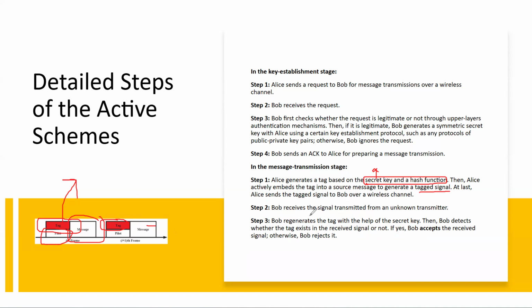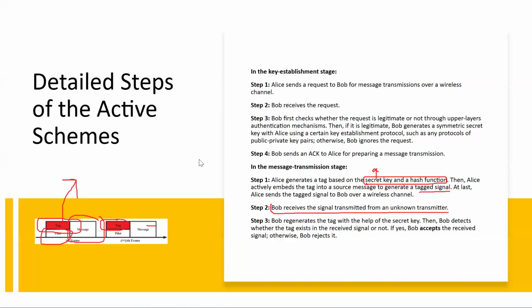In step 2, Bob receives the signal transmitted from an unknown transmitter. Bob says, okay, I received this message. The message contains a tag. Bob tries to generate the tag with the help of the secret key. Then Bob detects whether the tag exists in the received signal or not. If it exists and it matches the reference that Bob has, then Bob accepts the received signal and authenticates the transmitter. Otherwise, Bob rejects it. This is the process of physical layer authentication.